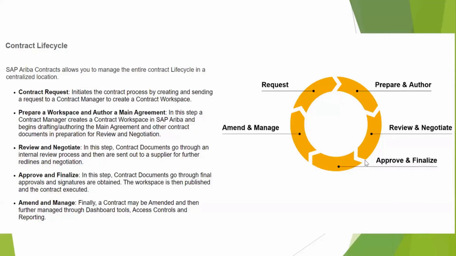Once it is done, review and negotiate. So in this step, contract documents go through an internal review process and then are sent out to a supplier for further review and negotiation. Okay, so what is this? In this particular step, you are going to take internal approval. For example, any agreement which you are making for more than 1 million probably has to go to the legal department for review or finance department for approval, and then you can send it for signature to suppliers. In that scenario, you are going to review the document which you have and send it to the supplier in the review and negotiation phase, and then approval and finalize.